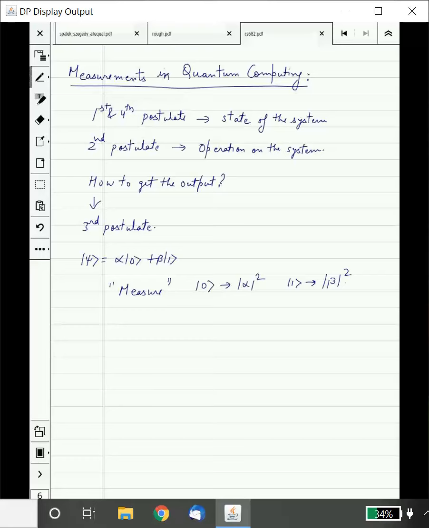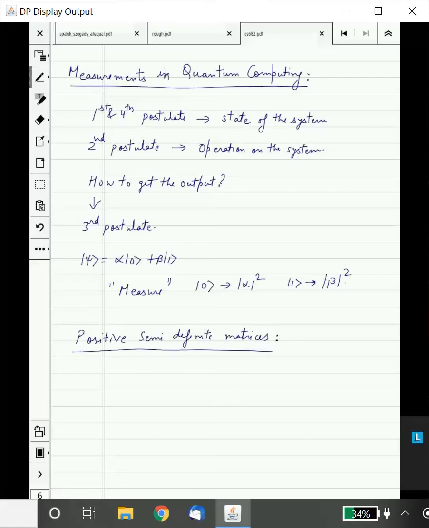Our target is to formalize this and say what exactly can be measured in a quantum system. As before, to do that, we need a bit of linear algebra. So we are going to learn about positive semi-definite matrices first. If you haven't seen them before, make sure that you pay close attention to them. These matrices are going to be important in our discussion of quantum computing.